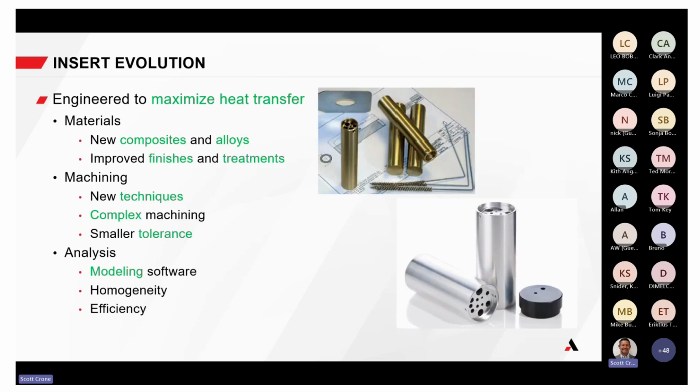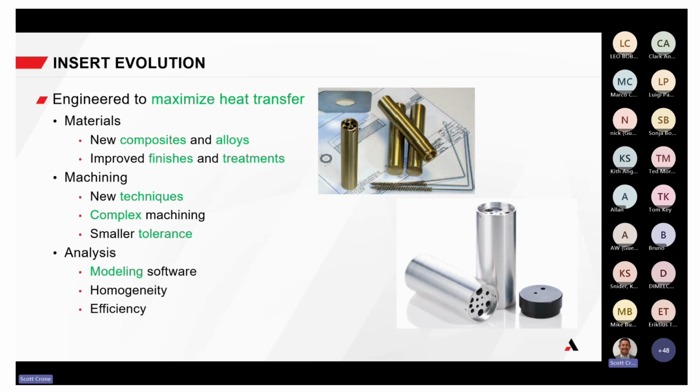Now, along with that, we had to work with the inserts. So with the inserts, we've engineered them to maximize that heat transfer. Again, new composites and alloys, but improved finishes and treatments. So the surface areas on the inserts maintain longer. They don't corrode as quickly, or you don't build up a layer of corrosion or a layer of chemical barrier. Again, with the machining, so with new techniques and more complex machining, we can achieve a smaller tolerance.